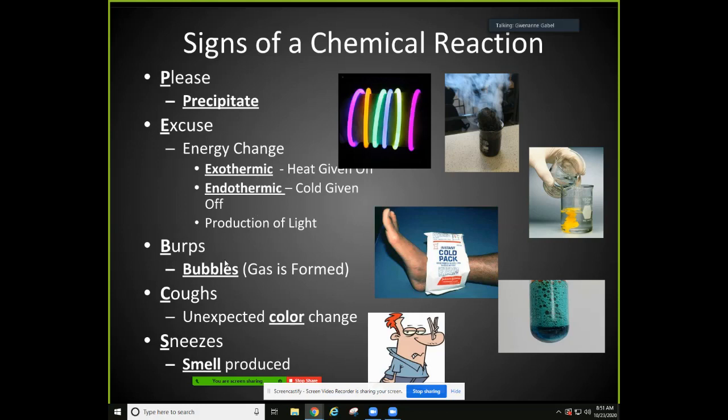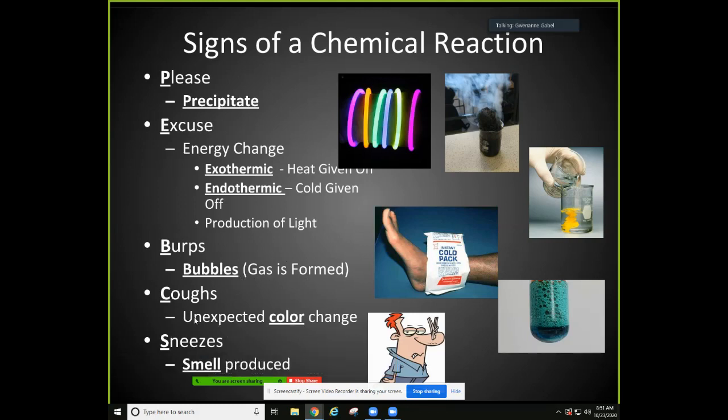The next one is burps, which is really appropriate when you think about what burps are. When you burp, it's literally a gas bubble from inside your body leaving your body. Okay, so bubbles is when a gas is formed. Like when you mix baking soda and vinegar, it bubbles, and it's releasing a gas, okay?